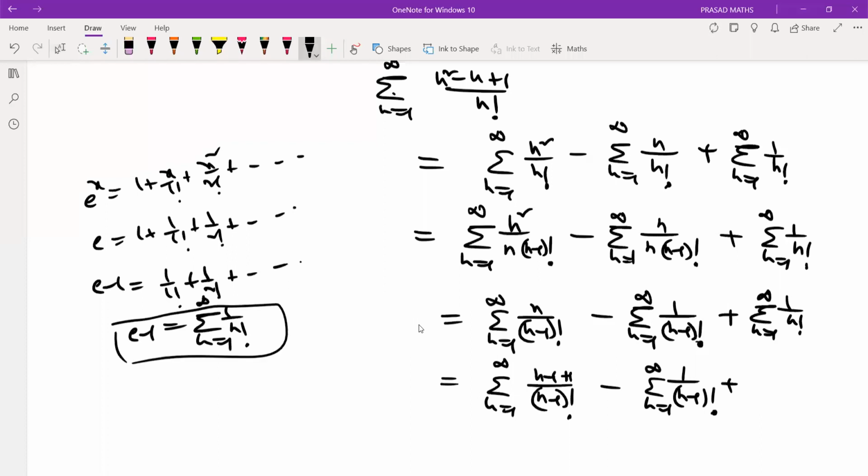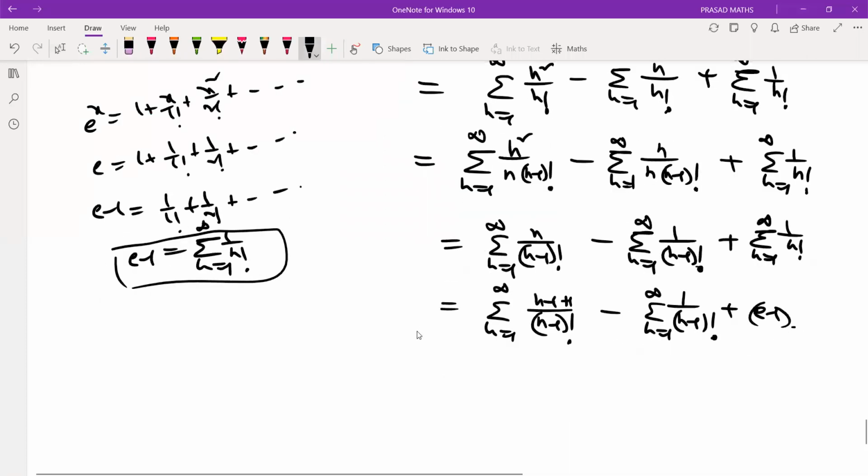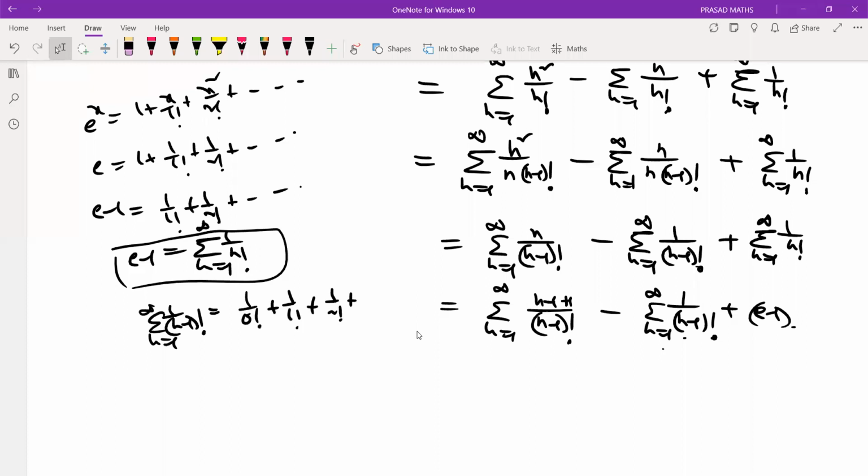Go back to your intermediate basics. This is nothing but e minus 1, right? This is exactly your series, summation n equals 1 to infinity 1 by (n minus 1) factorial. What is this? This is 1 by 0 factorial, 1 by 1 factorial, 1 by 2 factorial, going on. What is this exactly? Your e value.